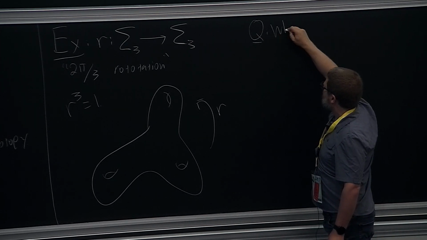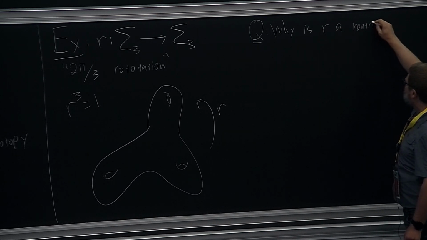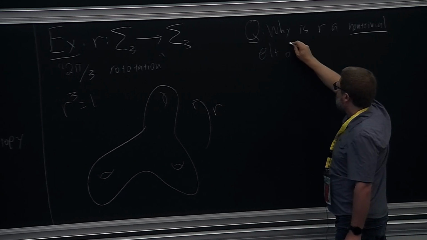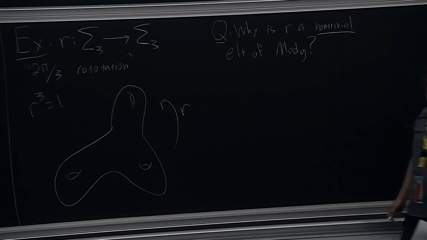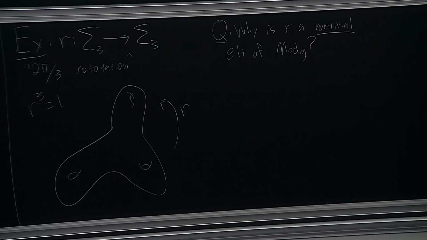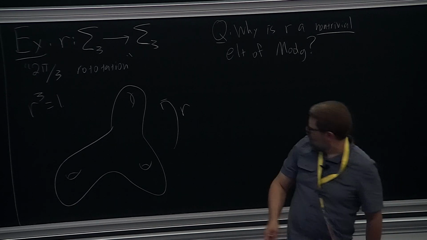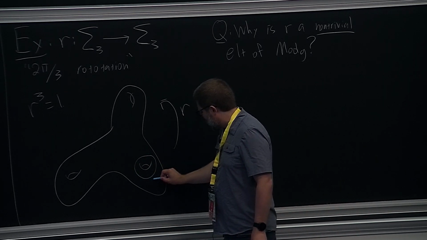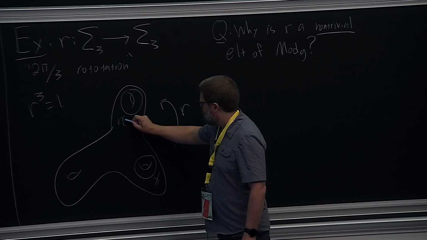And so here's a question for you. Why is R a non-trivial element of the mapping class group? You should think about that for a second right there. Why is it not homotopic to the identity? And of course, this is not very hard. There's an obvious thing you can observe. Let's say we take that curve right there. We'll call that gamma. This right here is what R of gamma looks like.